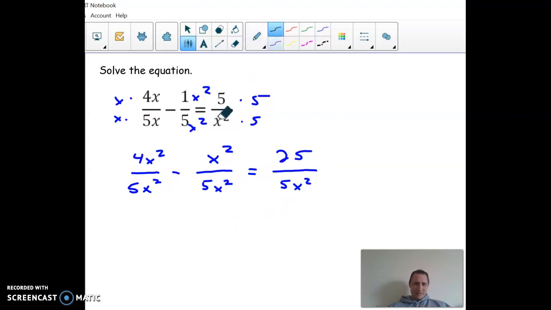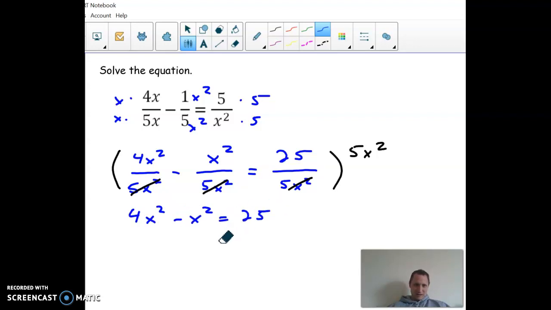Now the mathematical magic step here, I guess it's not magic, is taking those denominators. These are all division, so we're going to wipe them out with multiplication. And we're left with just the numerator parts. So 4x squared minus x squared equals 25. So 4x squared minus x squared is 3x squared.